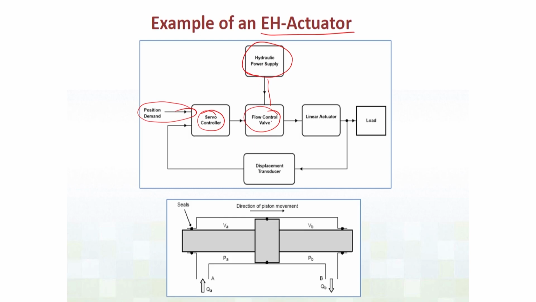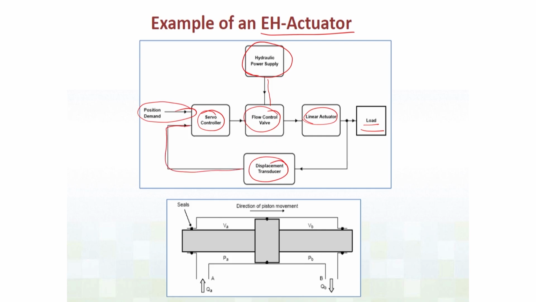control valve and hydraulic power supply will come immediately, and that will drive a linear actuator, and that linear actuator will work on the load of the system. Again, there will be sensors. These are the displacement transducers. They would sense whether a given load is deformed by a particular level or not. If not, then it will send that signal to the servo controller, and servo controller will further allow.